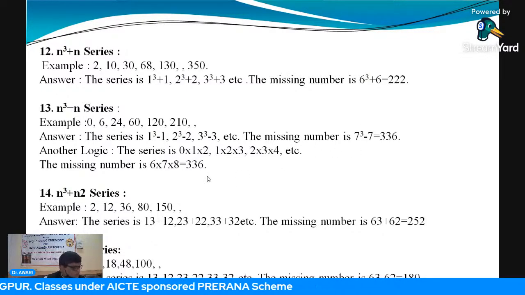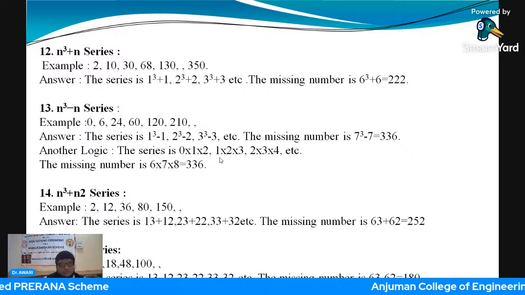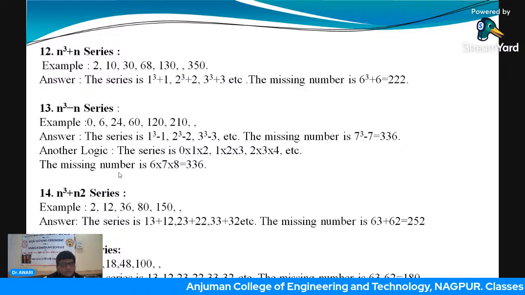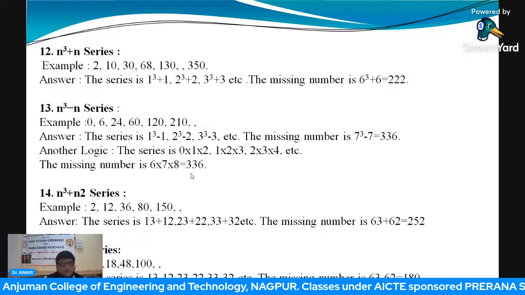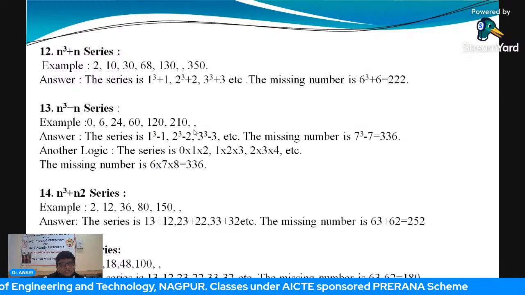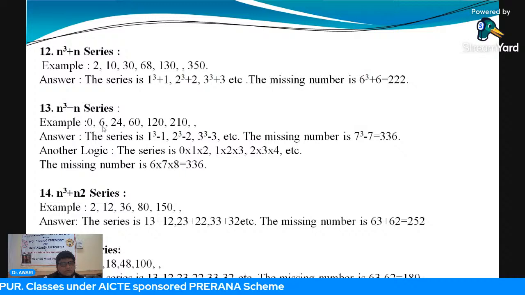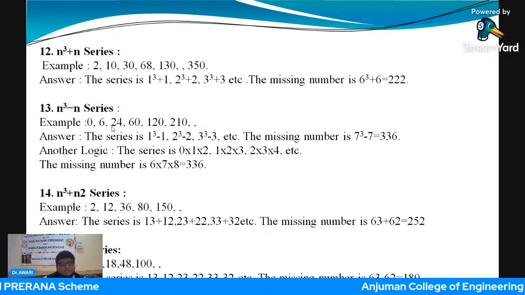So here is another logic for this one. The series is 0 into 1 into 2, 1 into 2 into 3, 2 into 3 into 4, like that. So the missing number is 6 into 7 into 8, that is 336, because the last number is shown as missing. So 0 into 1 into 2 is 0, then 1 into 2 into 3 is 6, then 2 into 3 into 4 is 24.